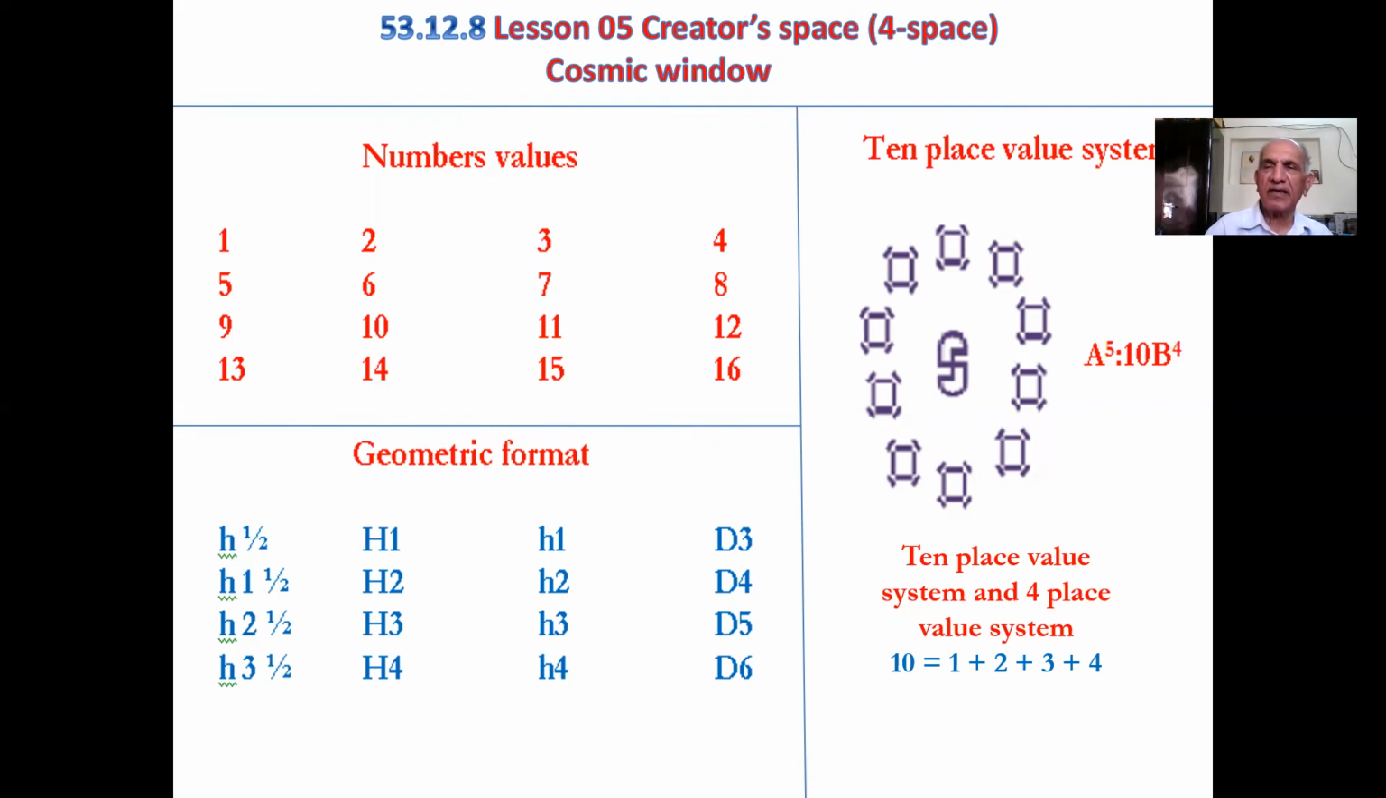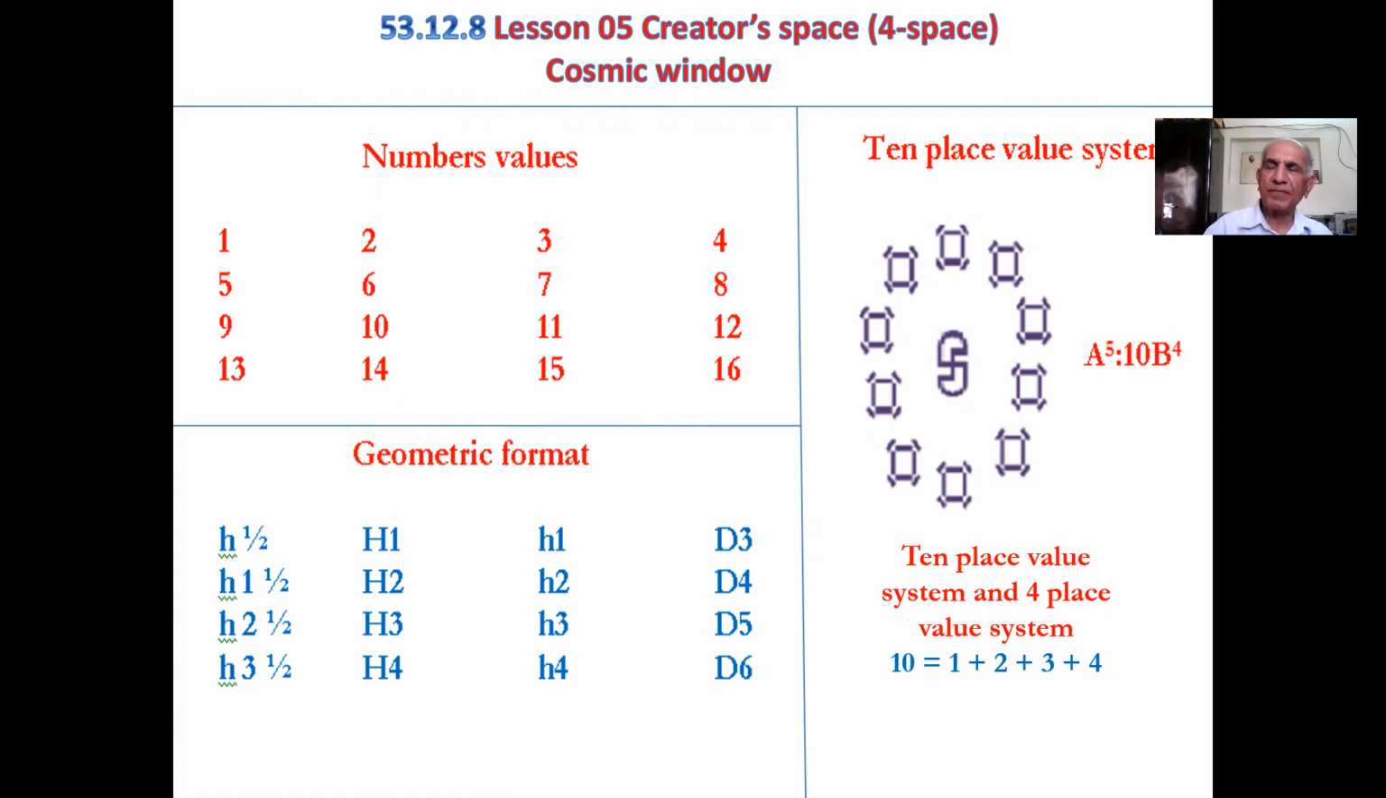Four-space here as creative boundary is of 10 components. The creative boundary of 10 components of 5 space manifests a 10 place value system. We know the 10 place value system has 9 numerals. The 9 versions of hypercube 4 manifest the geometric formats for the 9 numerals. The transcendental domain, 5 space domain, hypercube 5, at its creative boundary of 10 components is manifesting a geometric format for 10 place value system, and the 9 versions of hypercube 4 are manifesting geometric formats of 9 numerals of this 10 place value system.